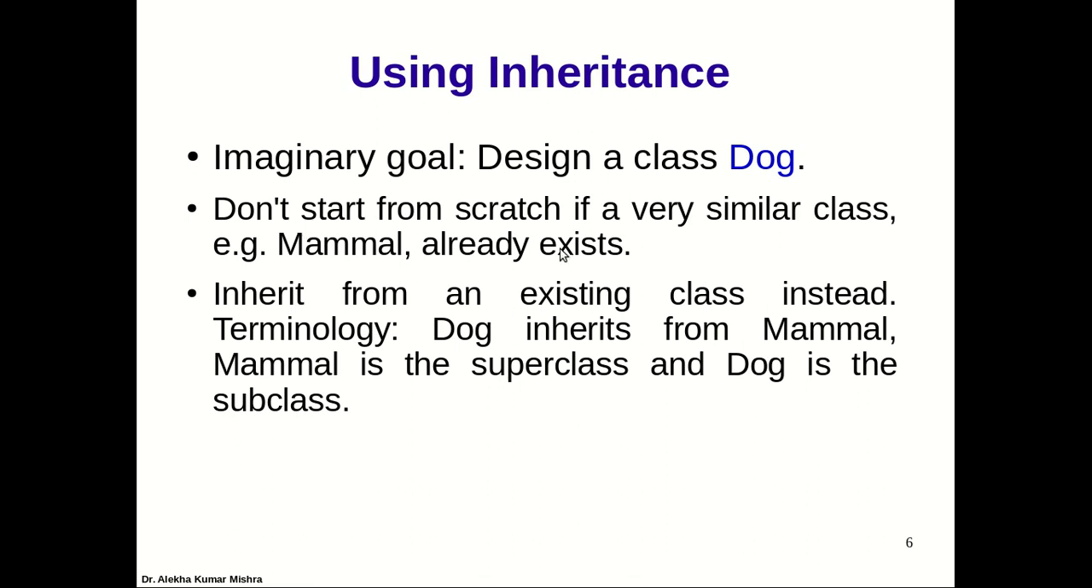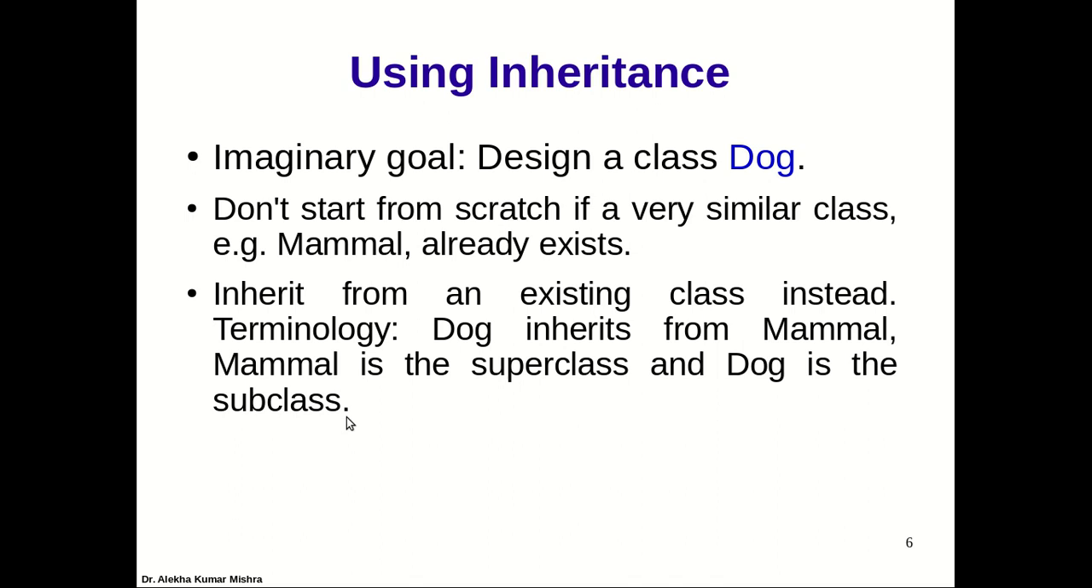Okay, if you have a very similar class like mammal already existing, you don't start defining the dog from scratch. You take the help of mammal, so inherit from the existing class instead. That is mammal, and then dog inherits from mammal. Now mammal is a superclass and dog is a subclass.